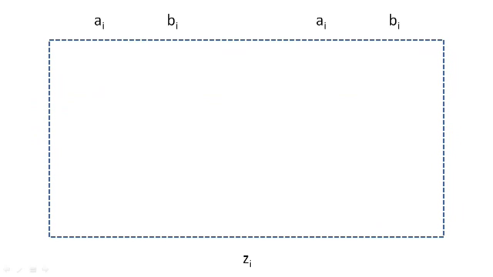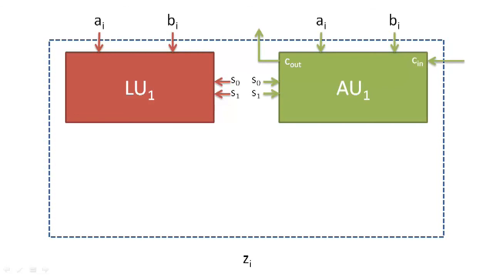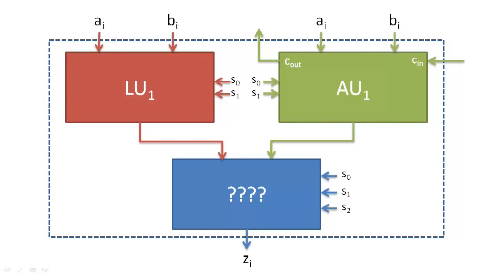We can create this 1-bit ALU by designing a logic unit that executes the logic operations and an arithmetic unit that executes the arithmetic operations. The details of the arithmetic unit are covered in a different lecture. We will then need to create a circuit that would select which operation's result to send back to the register. This circuit is called the multiplexer.